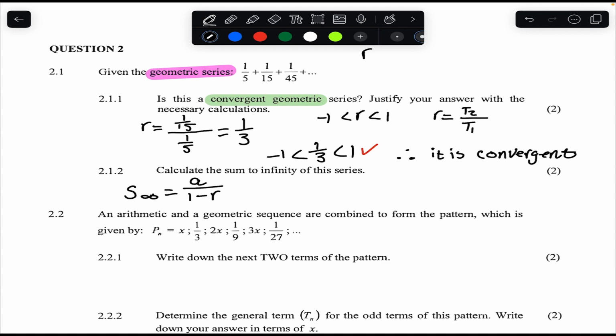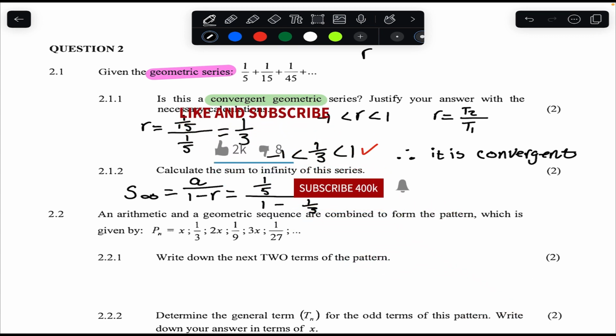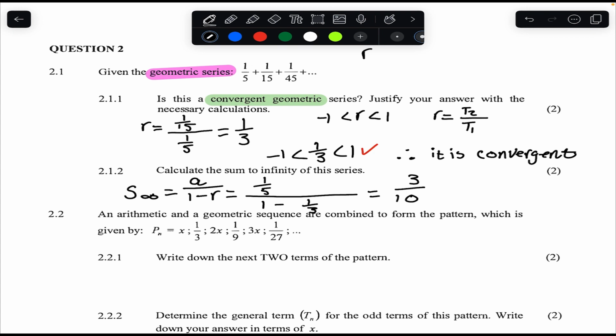Remember, my a value is term 1. So I'll make a note here: a is equal to term 1. Please make sure of that, so that you can substitute in the correct value. So that means I have 1 over 5 divided by 1 minus a third. And that answer will be equal to 3 over 10. So this means the sum to infinity, as my series converges, will not be greater than 3 over 10. Let's quickly have a look at the next one.